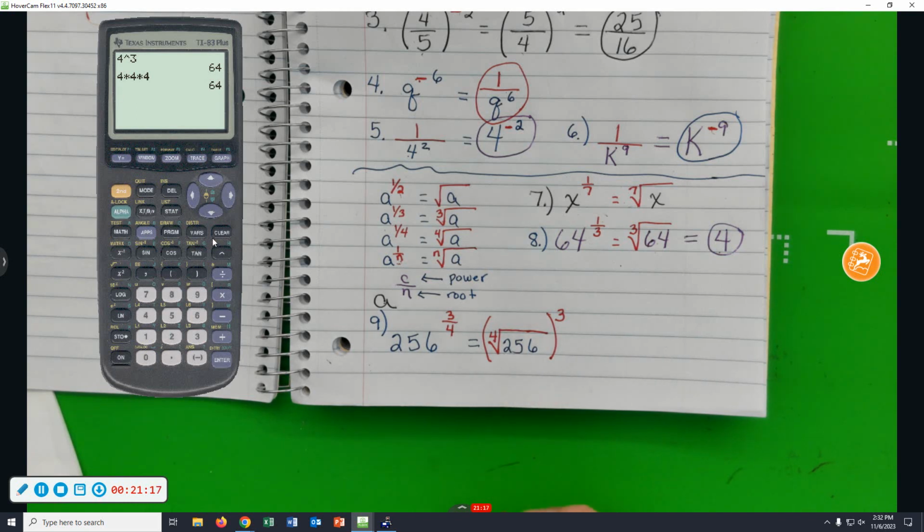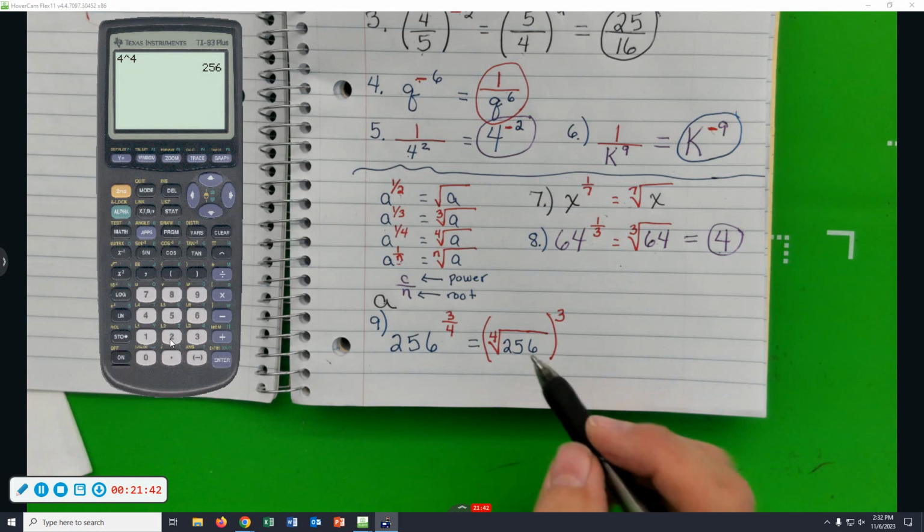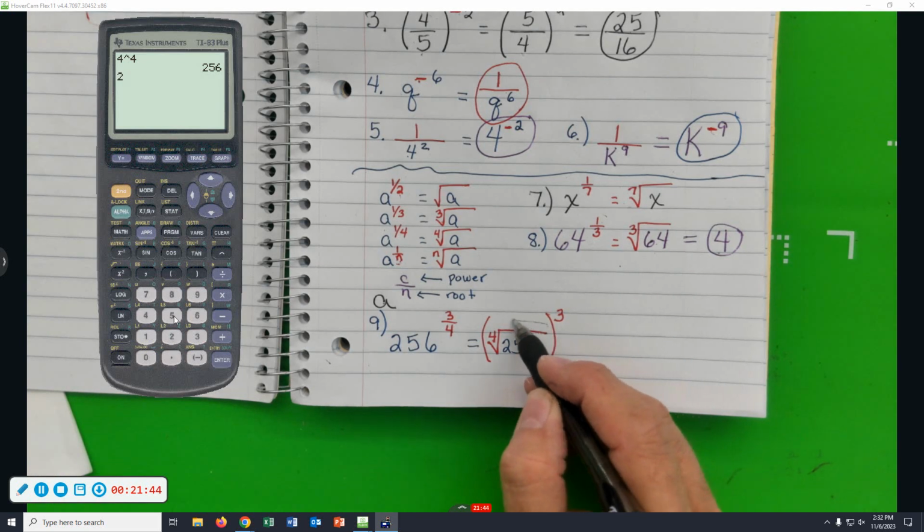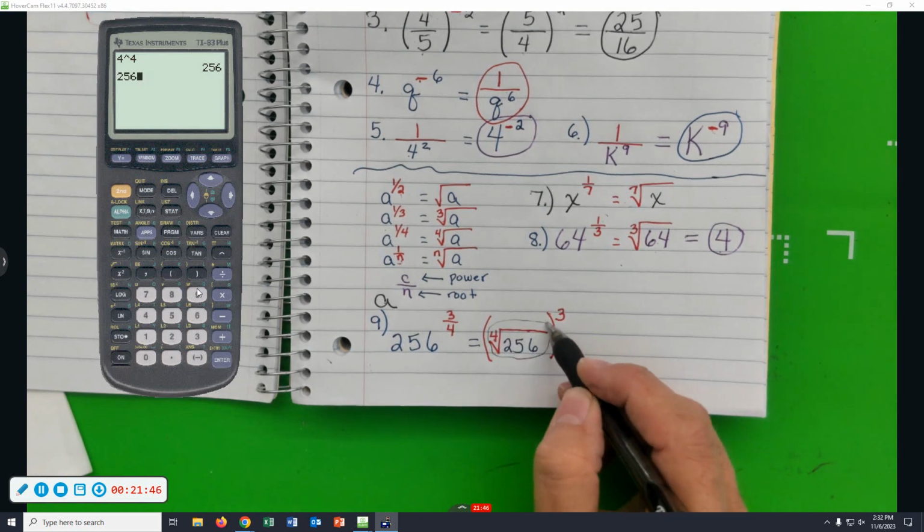It's not going to be something big, so we know that, let's see, 4 cubed is 64. What's 4 to the 4th? Maybe it's another 4. Let's check. If I multiply 4 4s together, do I get 256? I sure do. The 4th root of 256 is 4. And how are we doing that? Just sort of a trial and error guess.